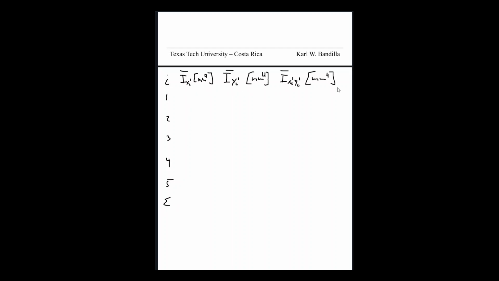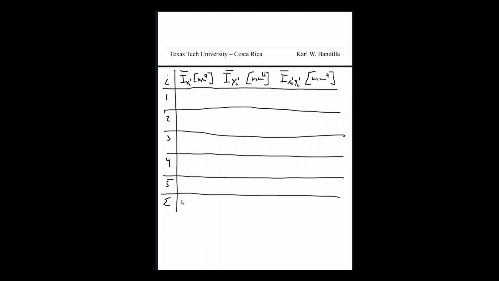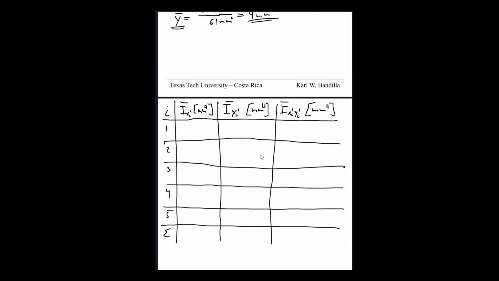No, that doesn't look good. 1, 2, 3, 4, 5, and the sum. No, we don't need a sum on this one. Oh, we don't need a sum. The D's don't need a sum. These ones do. All right, so what do we have?